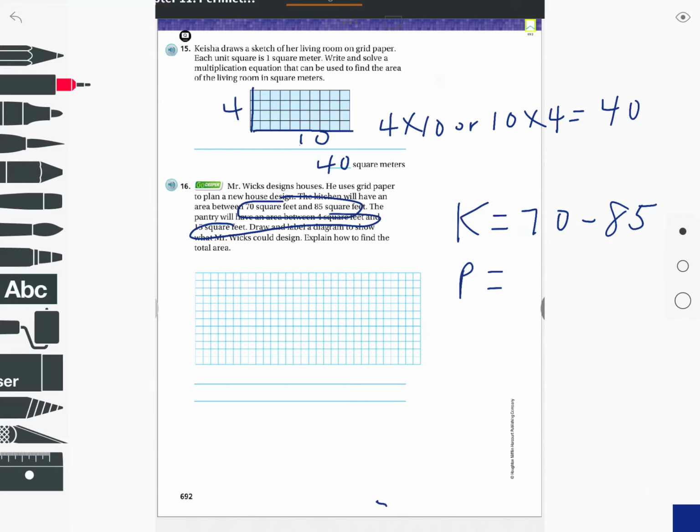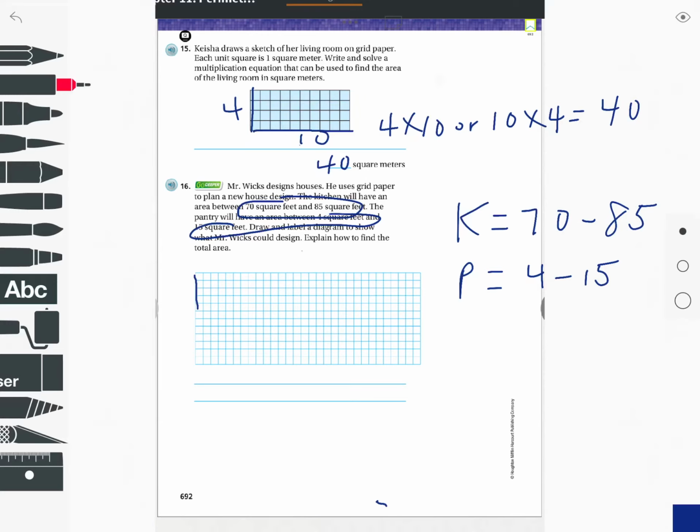So when I make my drawing, it says draw and label a diagram to show what Mr. Wicks could design. Explain how to find the total area. So I'm just going to make it easy for myself. It might not be exact because the squares are small, but I'll label my sides for you. So I'm going to make my kitchen be 7 by 10 because I know 10 times 7 is 70.